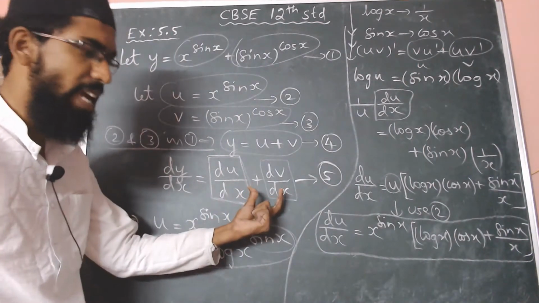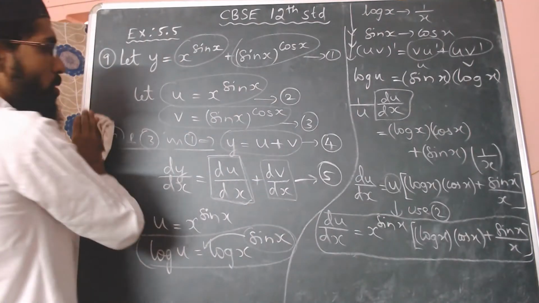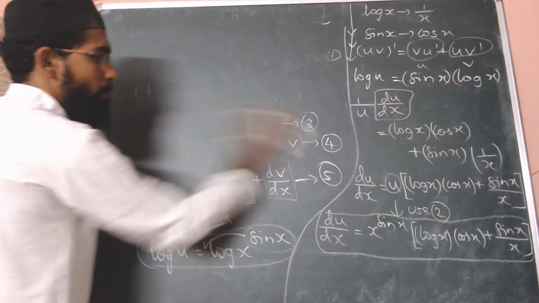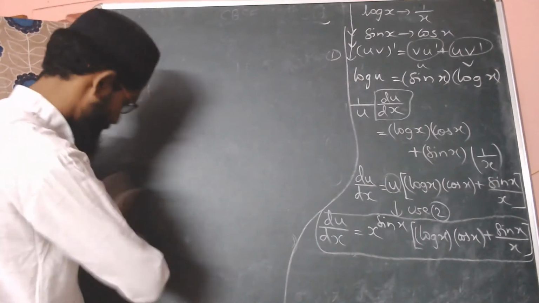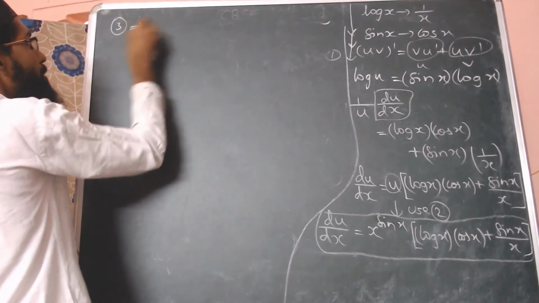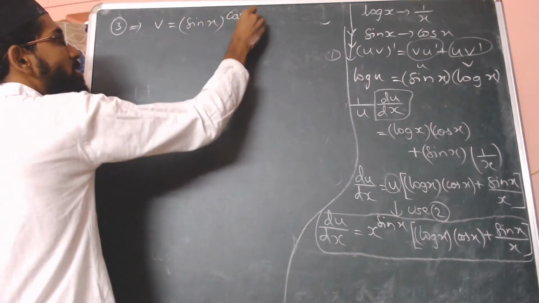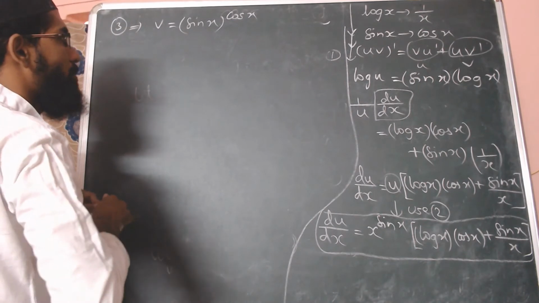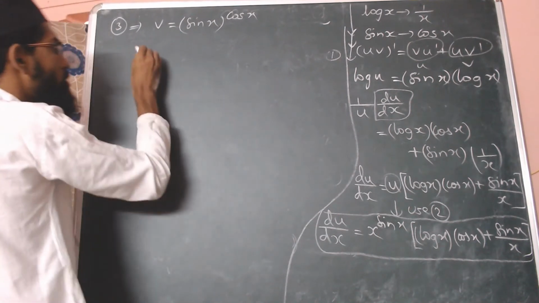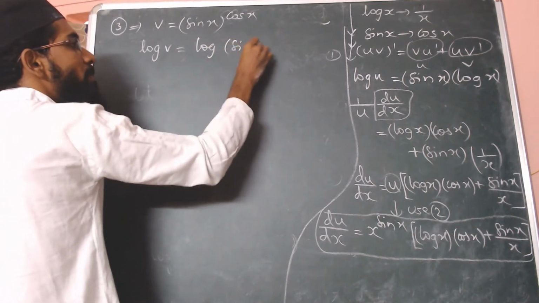Now I'll find dv by dx, and then I'll substitute here. So let me erase this side. What is my v? V is nothing but sin x power cos x. Equation 3 implies v equal to sin x power cos x. Here also the base is variable and the power is variable, but the right hand side is a monomial, single term. So I can use the logarithmic concept. Log v equal to log of my right hand side, sin x power cos x.